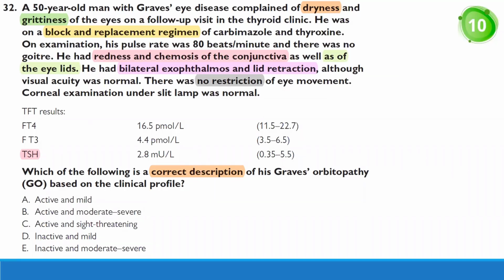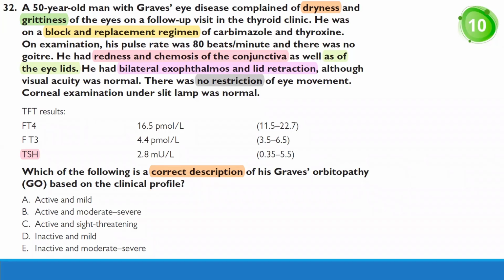Can I read? Yes. A 50-year-old man with Graves' eye disease complained of dryness and grittiness of the eye. On follow-up visit in the thyroid clinic, he was on a block and replace regimen of carbimazole and thyroxine. On examination, his heart rate was 80 beats per minute, and there was no goiter. He had redness and chemosis of the conjunctiva, as well as of the eyelids. He had bilateral exophthalmos and lid retraction. Although visual acuity was normal, there is no restriction of eye movement. Corneal examination under slit lamp was normal. fT4 was normal. fT3 was normal. TSH also was normal. Which one of the following is the correct description of his Graves orbitopathy based on clinical profile?